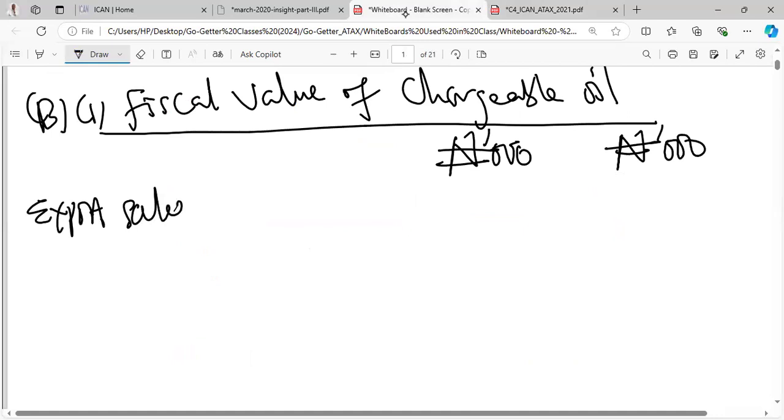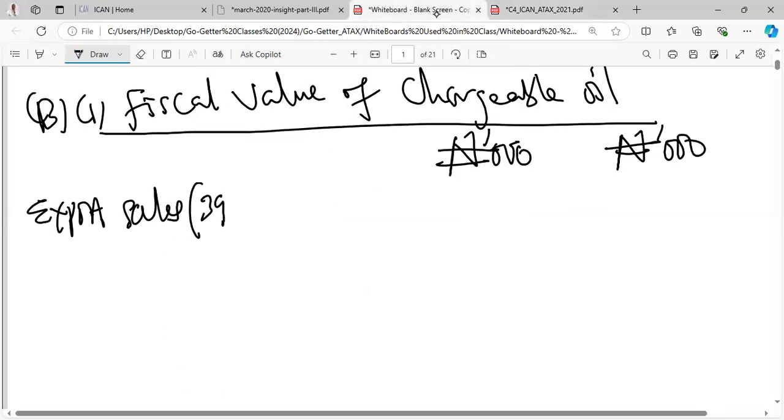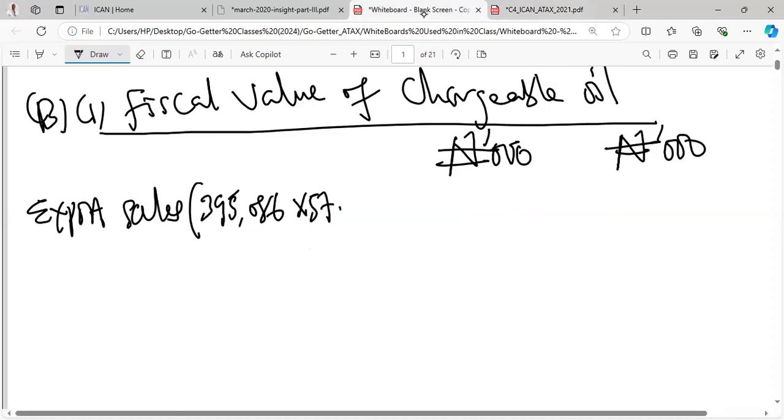export sales. Now the export is how many barrels? 395,086. Then what is the price here? This is the applicable posted price, 57.065. So let's multiply.